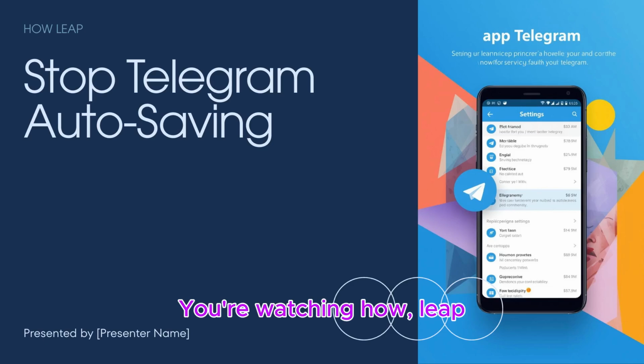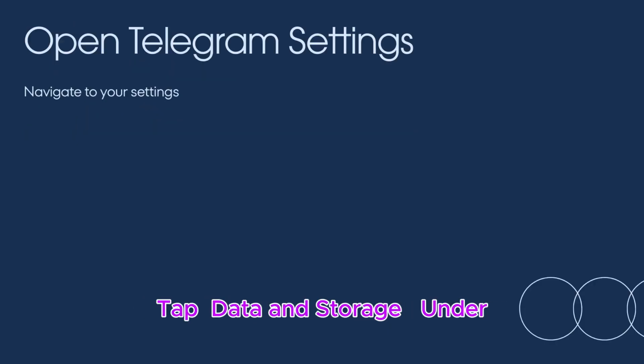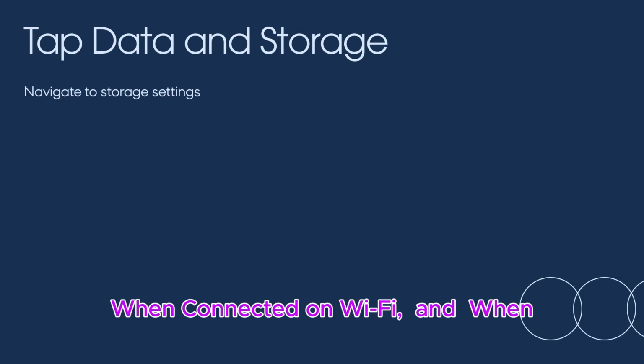You're watching How Leap. Let's stop Telegram from auto-saving photos and videos. Open Telegram and go to Settings. Tap Data and Storage. Under Automatic Media Download, tap When using mobile data, when connected on Wi-Fi, and when roaming.